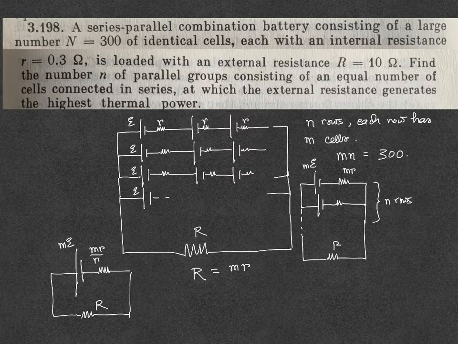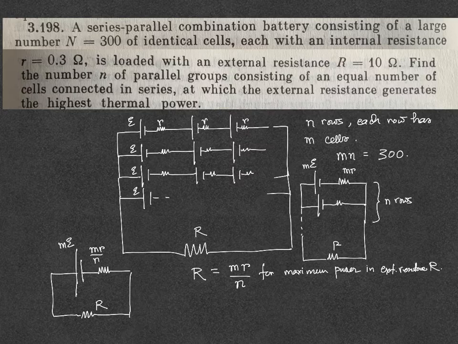into r by capital N for maximum power. For maximum power in the external resistance capital R, so you have to find n.